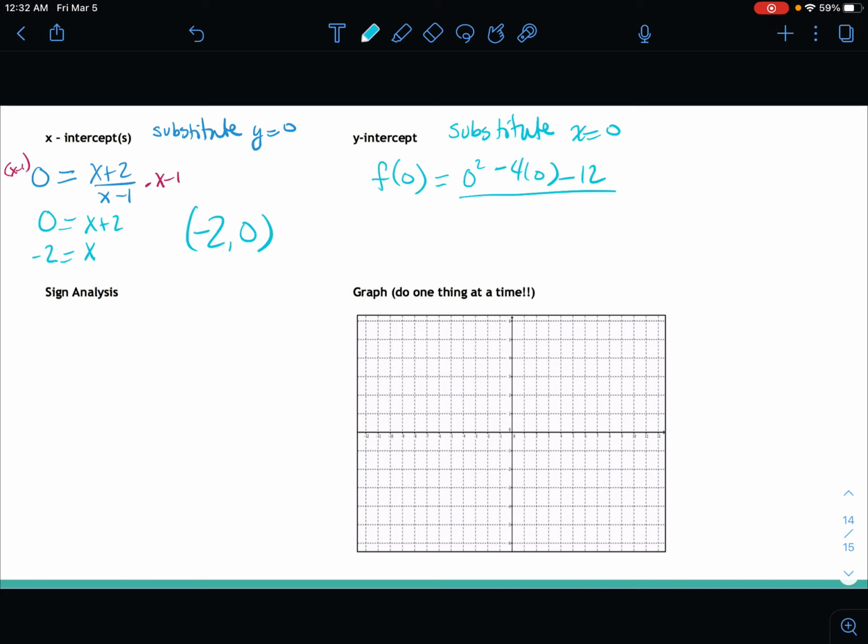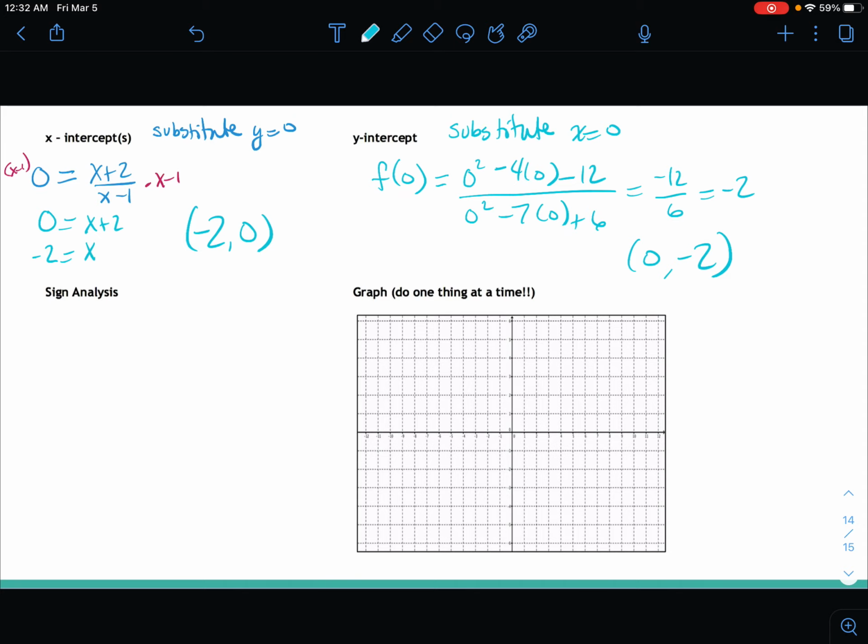0 minus 12, and then 0 squared minus 7 times 0 plus 6. And so we would get negative 12 over 6, which is negative 2. So 0, negative 2 is the y-intercept.